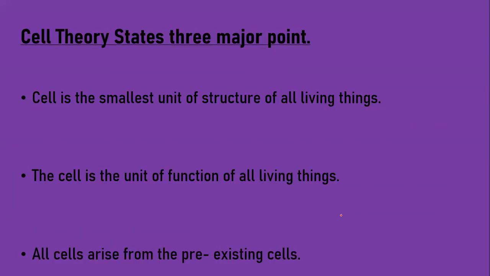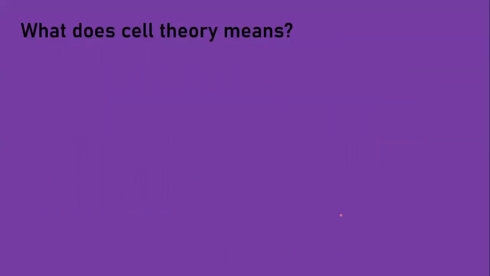The first thing is that it is the smallest structural unit of life. I have told you why. The second is that it is the unit of function of all living things. You also know that, and all cells arise from pre-existing cells. Okay, now let's move ahead. Till now we were talking about cell theory, what it states. Now the question arises: what does cell theory mean?